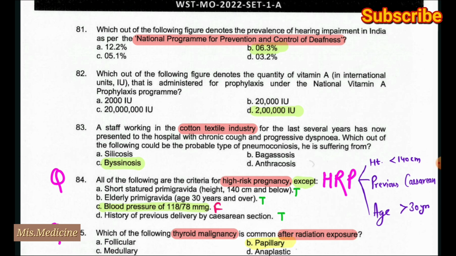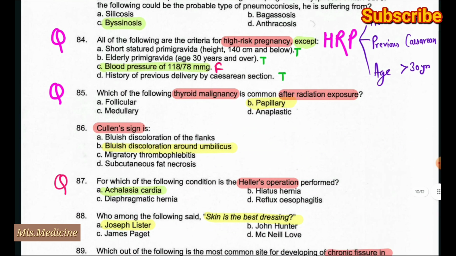Next question: a staff working in the cotton textile industry is byssinosis. All of the following are criteria for high risk pregnancy except blood pressure 118 by 78, which is normal. We can include in high risk pregnancy: short statured primigravida, height 140 centimeters and below, elderly primigravida, age 30 years and above, and history of previous delivery by cesarean section.